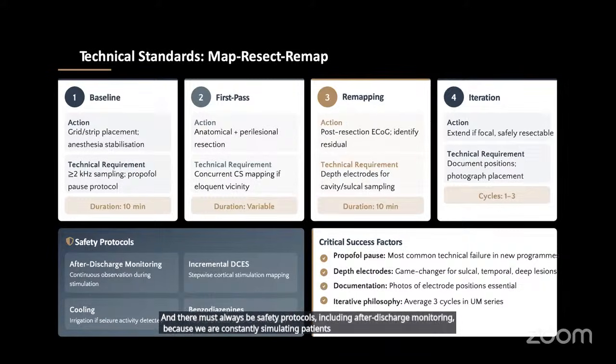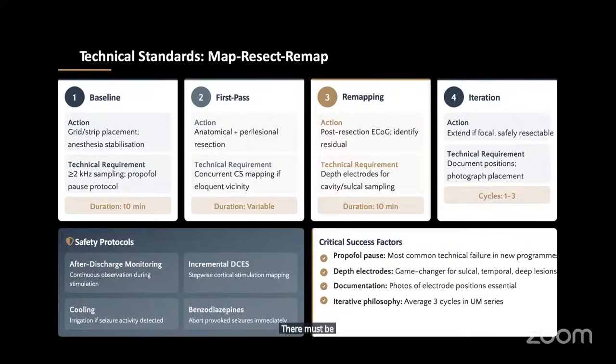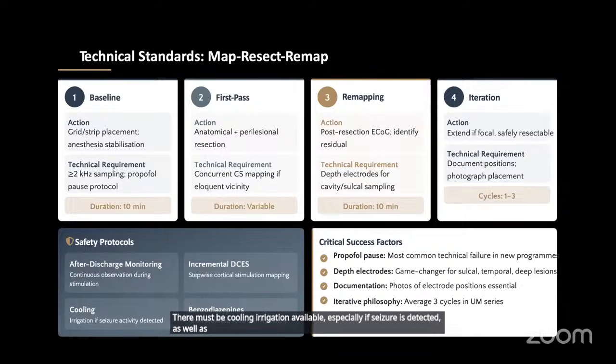They can go into status epilepticus, so there must be continuous EEG monitoring. The direct electrical current must be delivered in an incremental, stepwise manner. There must be cooling irrigation available, especially if a seizure is detected, as well as benzodiazepines if necessary.